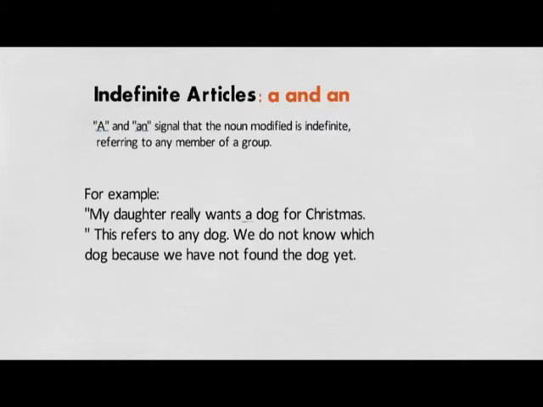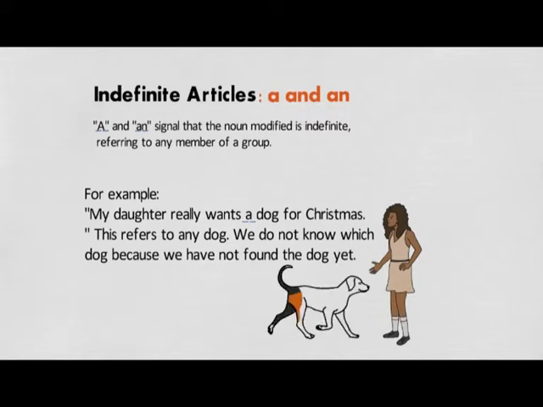Indefinite articles a and an. A and an signal that the noun modified is indefinite, referring to any member of a group. For example, my daughter really wants a dog for Christmas. This refers to any dog. We do not know which dog because we have not found the dog yet.